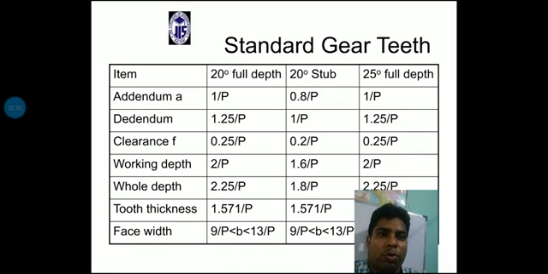Dedendum 1.25 by P, clearance 0.25 by P, working depth 2 by P, and hole depth 2.25 by P, and that's all for the similar way. You can use this table as a chart for calculating any type of gear problem. So you must follow this chart, and that is actually the standard for all types of spur gear design.